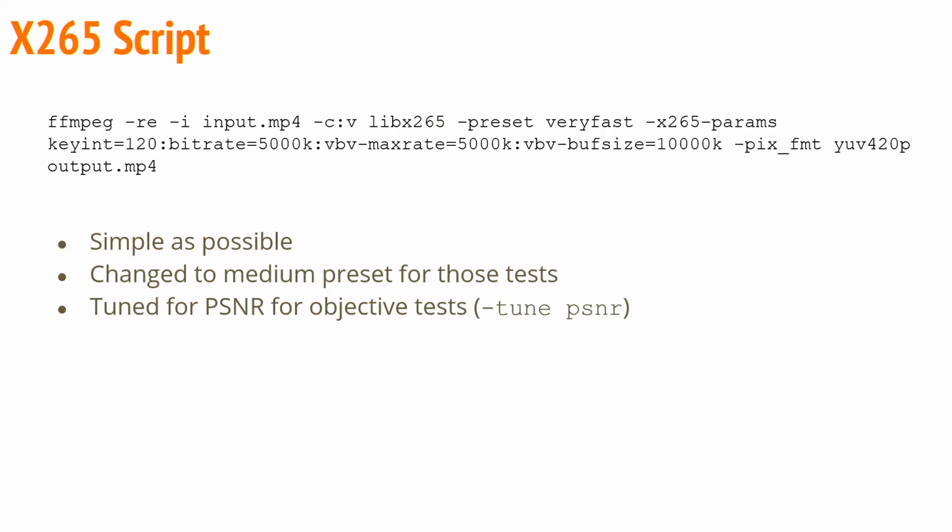For H.265, we kept the script as simple as possible. Here's the ORE that Robert was referring to. This tells it, encode in real time. We changed the medium preset. This is showing the very fast. And we tuned for PSNR for objective testing.